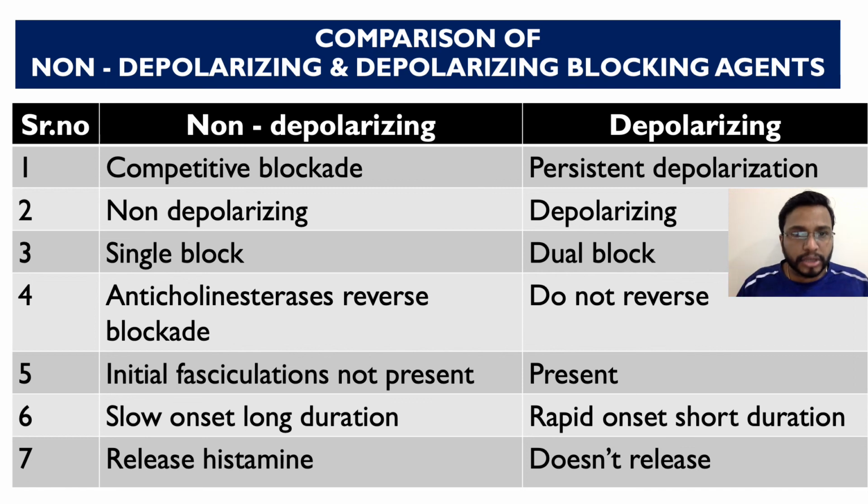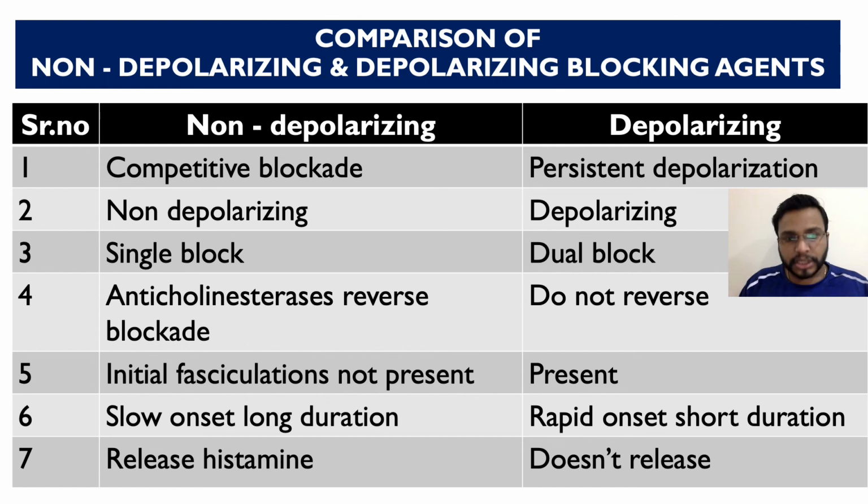We are just comparing both the drugs, non-depolarizing and depolarizing. Non-depolarizing agents are competitive blockers, whereas with depolarizing agents a persistent depolarization of the distal muscle end plate is going to happen. There is no depolarization here, whereas the depolarizing agent is going to produce persistent depolarization. It's a single blockade here, whereas as I told earlier, there are two phases there, hence it is a dual blockade. Anticholinesterase reverses the blockade here, whereas there is no specific reversal agent there. Initial fasciculations are not present here, whereas the depolarizing agent is going to produce fasciculation and then paralysis.